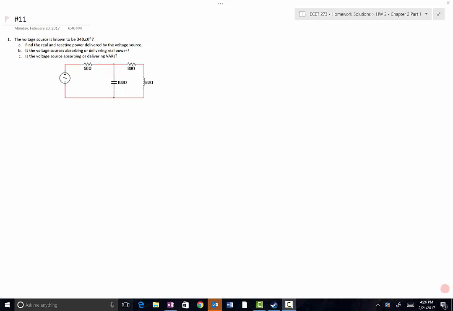So we're given this circuit schematic here, with the only additional information being that the supply is equal to 340 at angle 0 degrees volts. We're asked to find the real and reactive power delivered by the source, so that's just P of the source, Q of the source, and we want to know the direction of power flow.